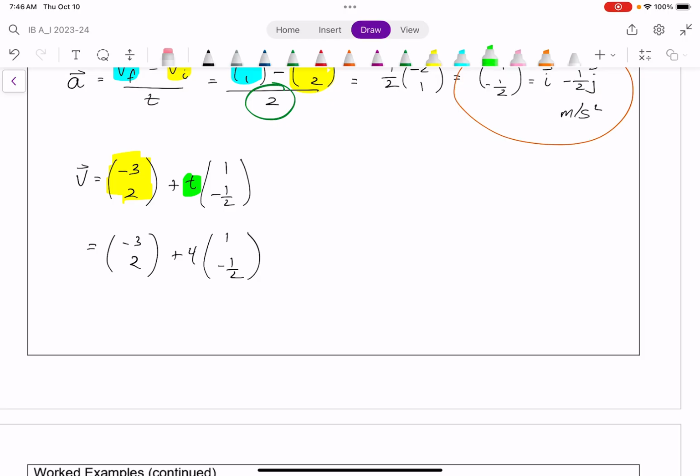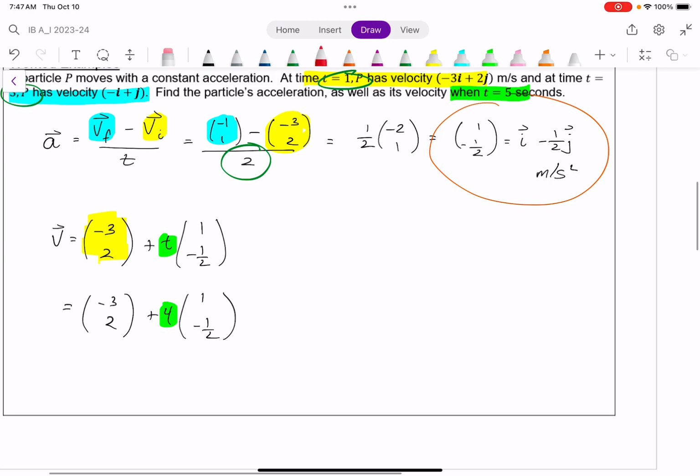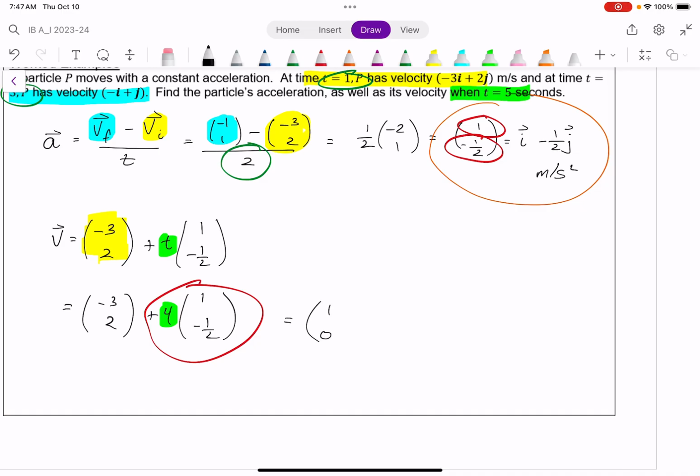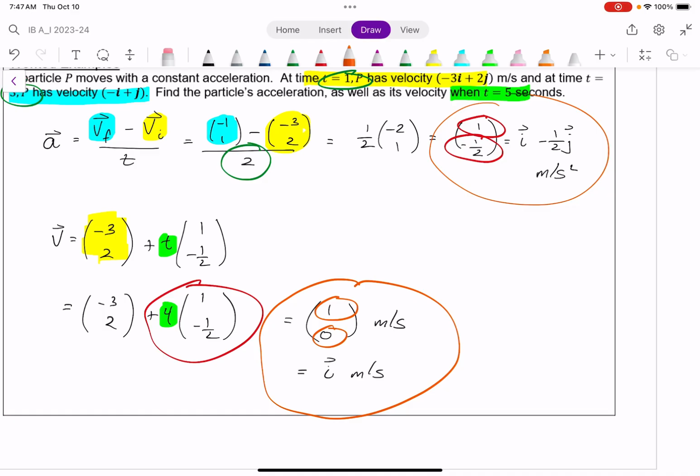Because what that acceleration means is that every second, my velocity changes: the x component increases by 1, the y component decreases by 1/2. That's what's happening every second. That's what the acceleration is telling us, because it does have a constant acceleration. And so if I do that 4 times, that tells me how my velocity has changed. It's a relatively quick calculation, and I get exactly (1, 0) meters per second, or what's the same as just 1i meters per second, which means at that moment in time, it is moving to the right or to the east 1 unit per second, and it's not moving vertically at all, or in the y-axis, whatever this is representing.